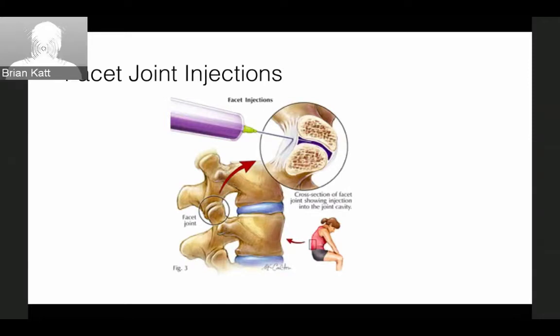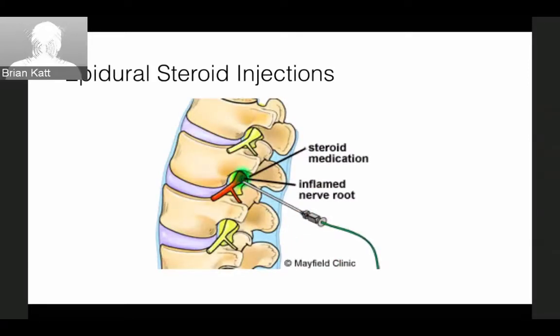A transforaminal epidural steroid injection is where you're going into the intervertebral foramen. An interlaminar epidural steroid injection is where you're going straight through the midline, through the ligamentum flavum. In the old days, when people did the injections blindly, they had to go through the interlaminar approach because you couldn't get into there. How are you getting into something that small without any image guidance?